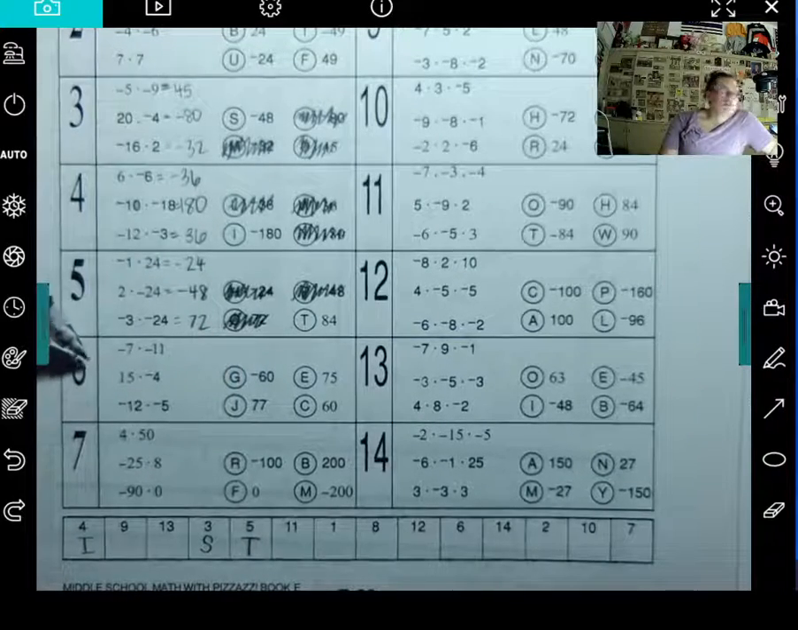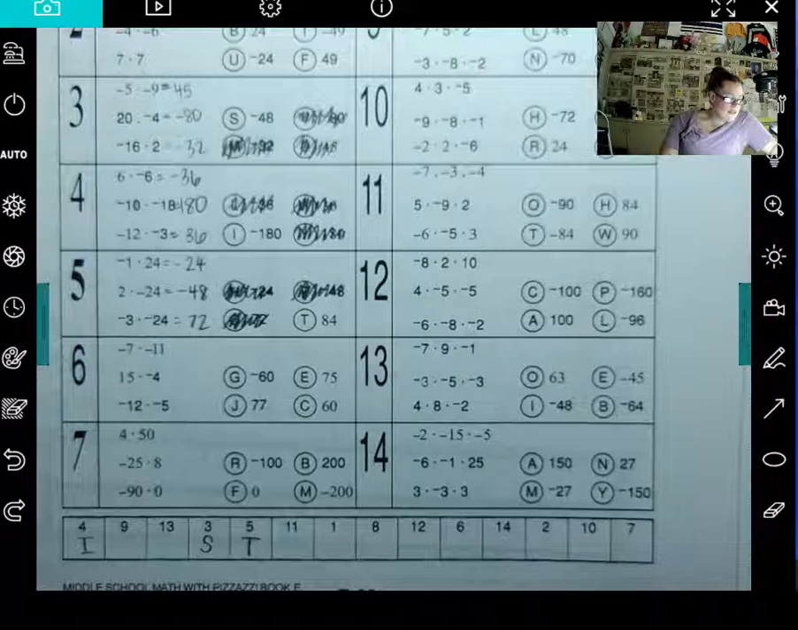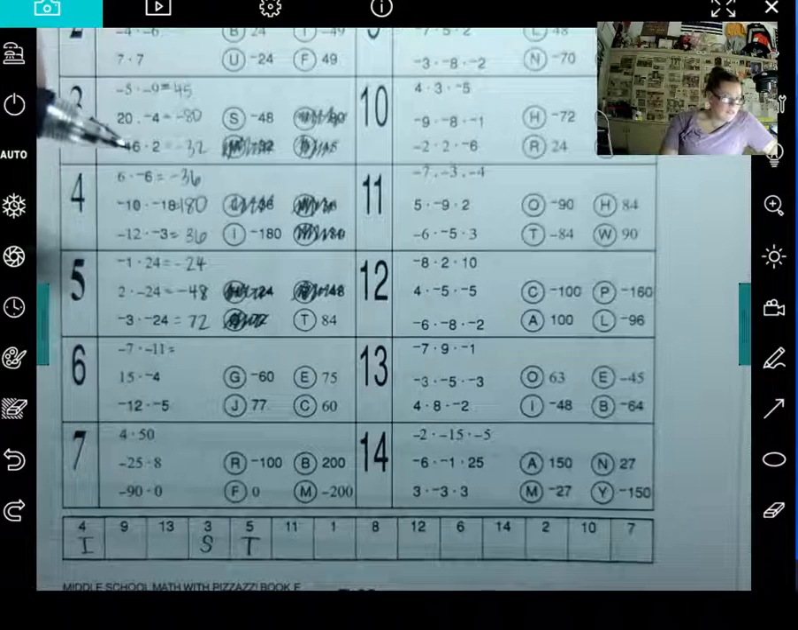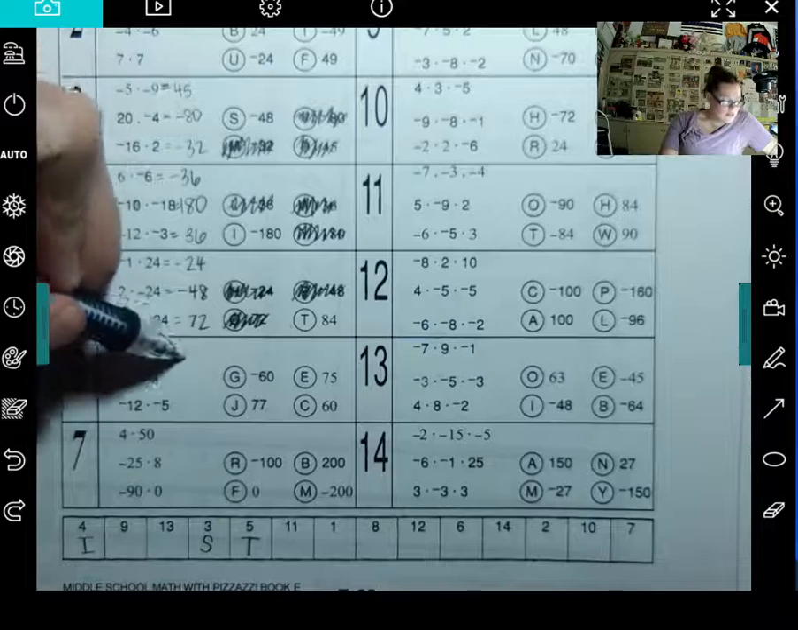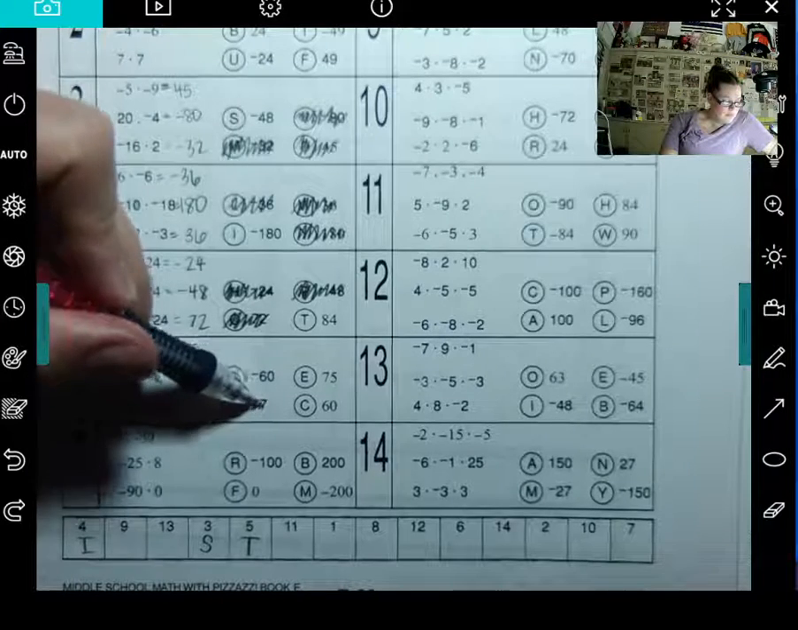For number 6, we have -7 times -11. A negative times a negative is a positive, so we end up with 77. Cross out that J.